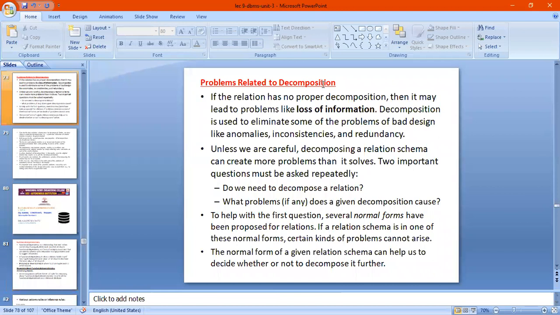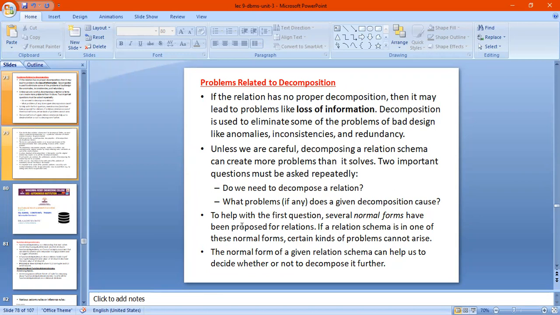Problems related to decomposition: if the relation has no proper decomposition, then it may lead to loss of information. Decomposition is used to eliminate some of the problems of bad design like anomalies, inconsistency, and redundancy. Unless we are careful, decomposing a relation schema can create more problems than it solves. Two more questions must be asked. Do we need to decompose the relation? Is it necessary to decompose the relation? What problems does the given decomposition cause?